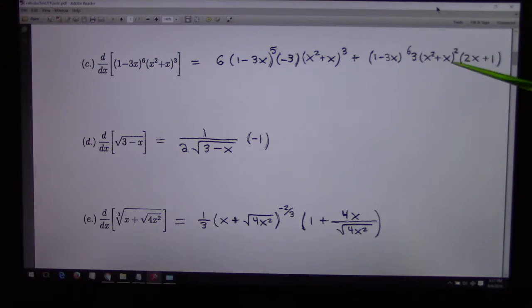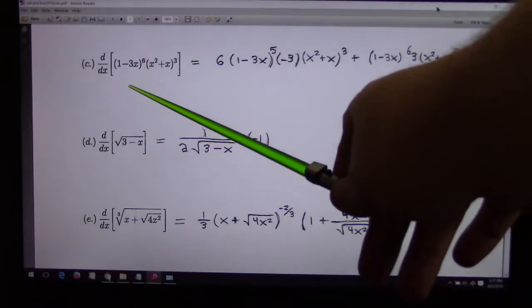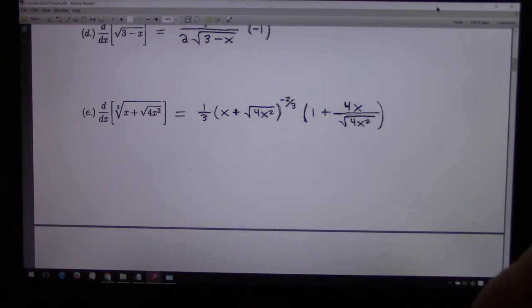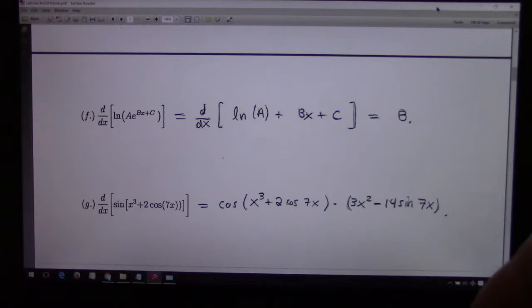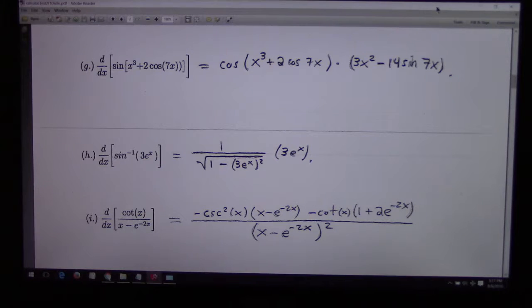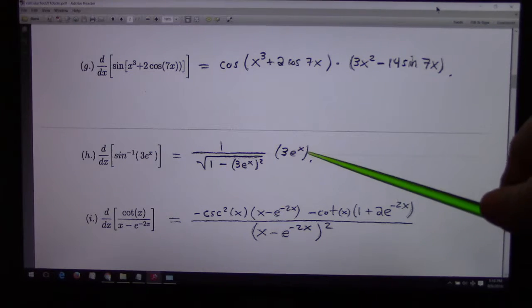Anyway, invariably people will waste oodles of time trying to multiply this out, where all I really care about is seeing that you understand the product rule and the chain rule. Like that, another derivative. A, B, and C are constants here. And this one is chain rule followed by, well, there's another chain rule to get the 14, because 2 times 7 is 14. Derivative of inverse sine is 1 over the square root of 1 minus the thing squared. Then the chain rule brings out the 3e to the x.